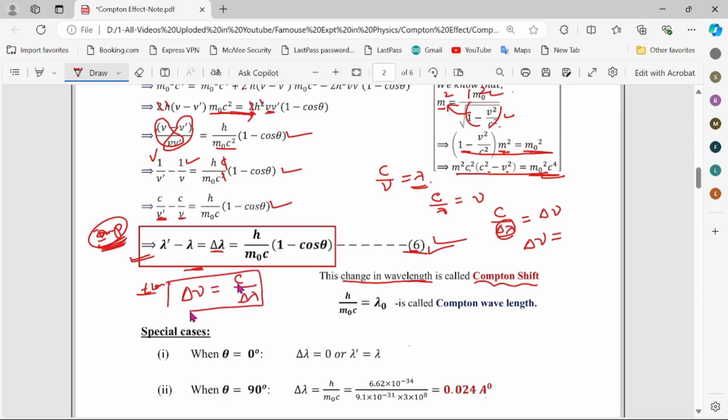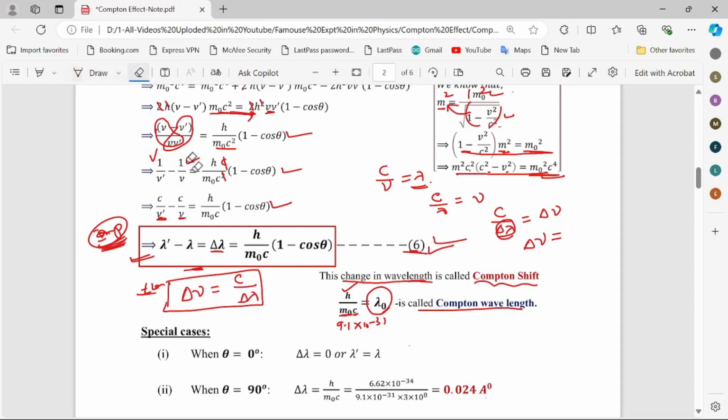Okay, and here h is called your Planck constant, m naught is the rest mass of the electron, that is 9.1 into 10 to the minus 31 kg. c is the speed of light. All are constants, represented as lambda 0, called the Compton wavelength. Also you have to remember this expression of the Compton wavelength. Directly you can get a 1 mark question in your exam.